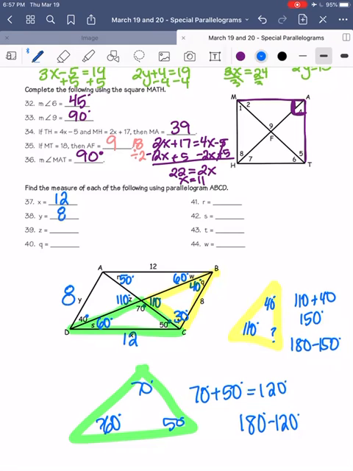So x should be 12, y should be 8, z should be 110 degrees, q should be, where's q? 40 degrees. R should be 50 degrees. S is 60 degrees, T is 30 degrees, and W should be 60 degrees.